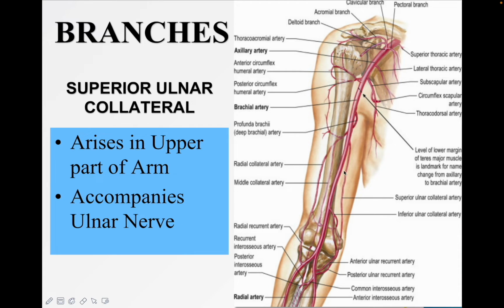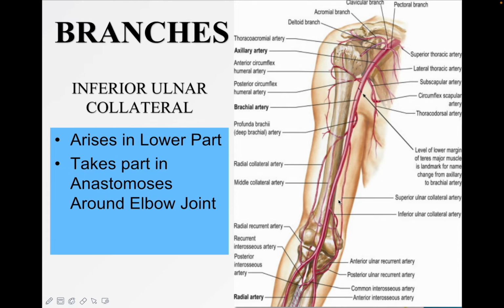Then in front of the arm, in the upper part, the brachial artery gives two collateral branches because these branches are running parallel to the main artery. They are running on the ulnar side, on the medial epicondyle side. So these are known as ulnar collateral arteries. There is a superior ulnar collateral artery and an inferior ulnar collateral artery arising from the brachial artery.